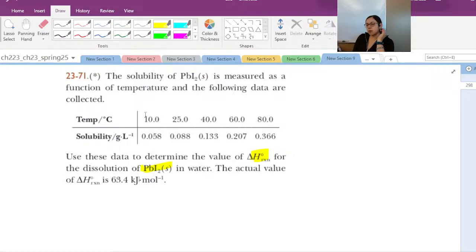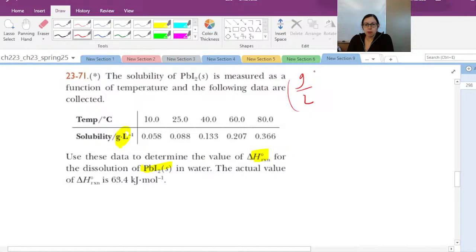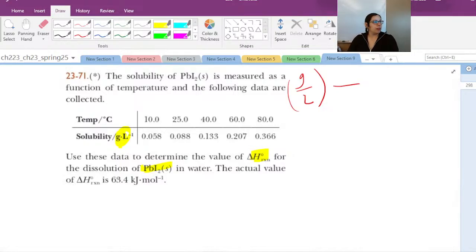Before we get too into the weeds, what do you notice about your solubility that you need to maybe fix before you start calculating K values? It's in grams per liter. So what should we do then? Try to convert it to moles per liter, the molarity. Do you remember how to do that? If it's given in grams per liter, what do we need? We need the molecular weight, lead.